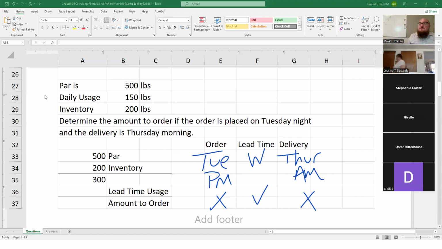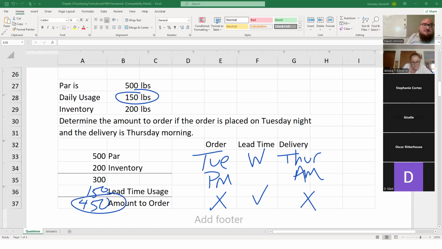Okay? So if you look at this, Tuesday to Thursday, you might think, wow, that's a long lead time. But in reality, it's just one day. It's just Wednesday. And so our daily usage is 150 pounds. So I should actually order 450 pounds. Okay? Questions, comments, concerns about this?